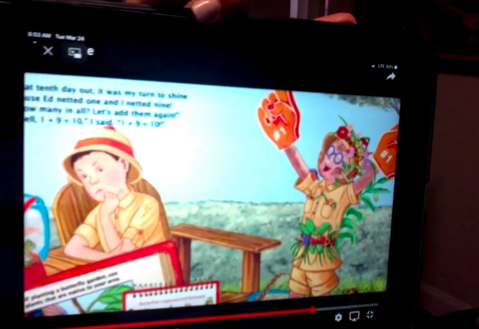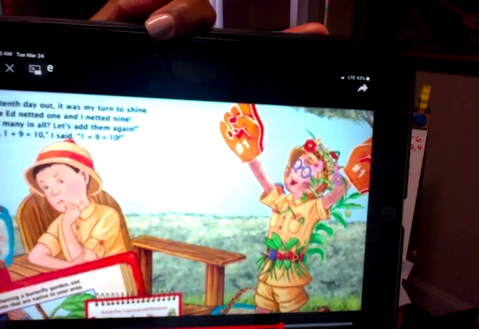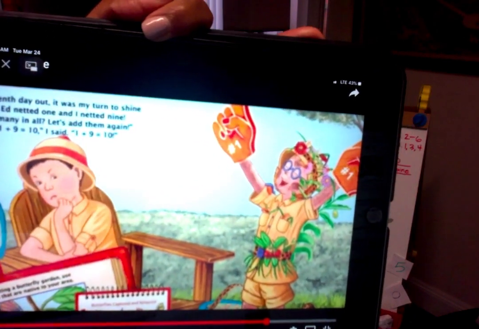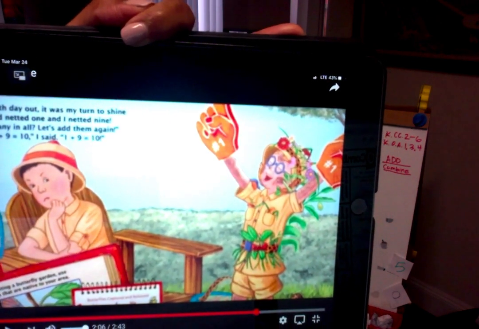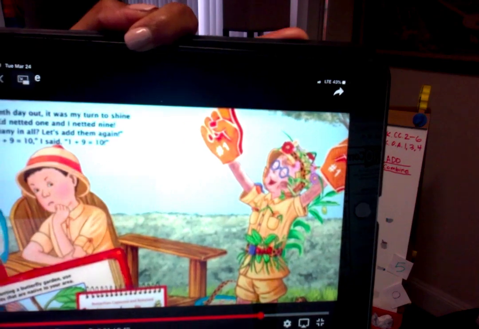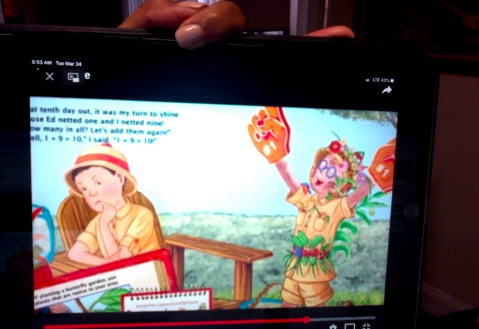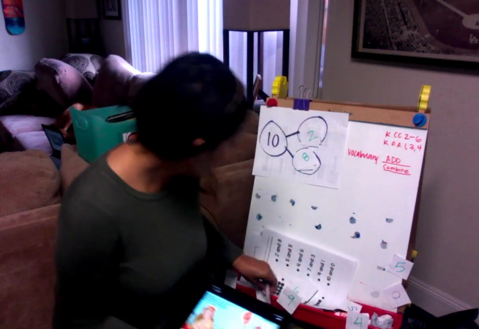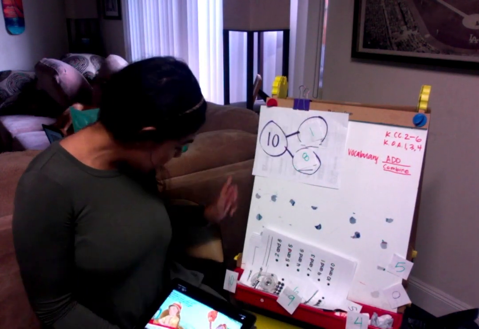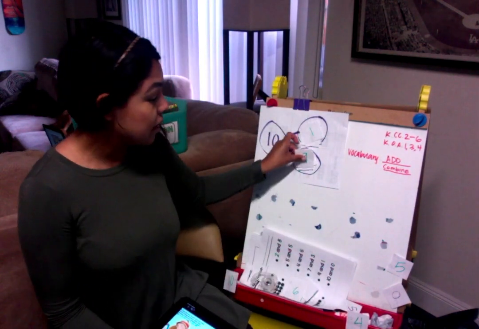All right, on the 10th day, it's my turn to shine because Ed netted 1 and I netted 9. How many in all? Let's add them again. Well, 1 plus 9 equals 10, I said. 1 plus 9 equal 10. Whoa, Ed only got how many, guys? 1. He only got 1 this time, and she got how many?